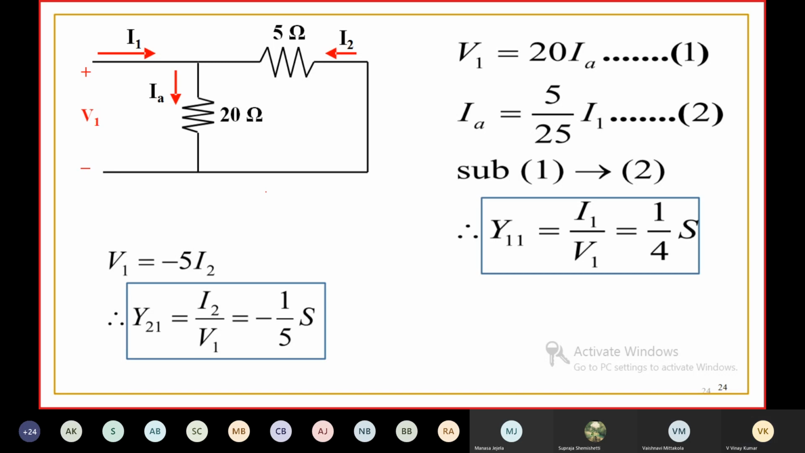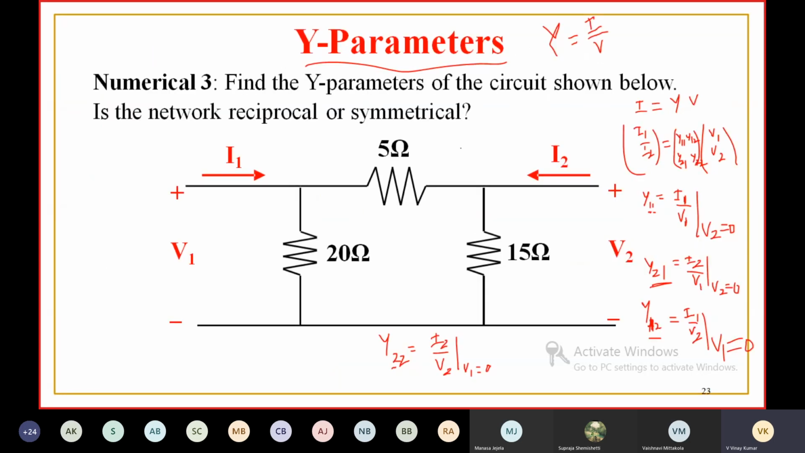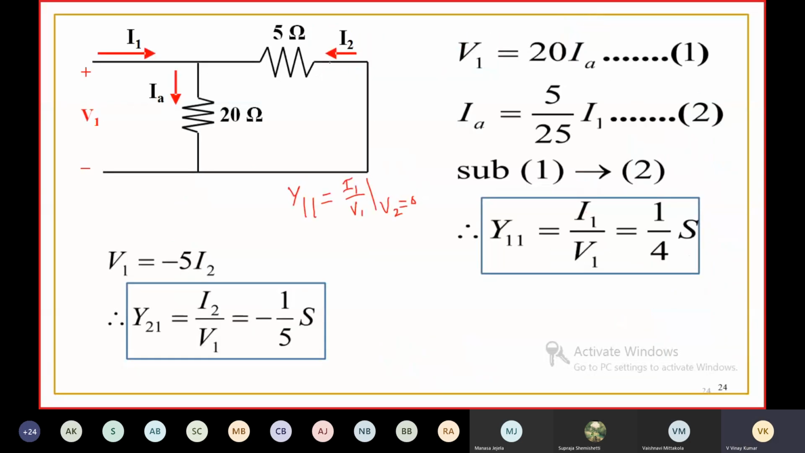Okay. Then first, what is y11? Y11 is equal to the ratio of I1 to V1 when V2 is equal to 0. So we short circuit port 2. Okay, this is port 2. You short circuit this port. Okay, short circuiting the port.